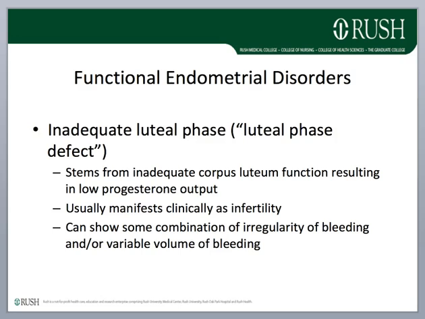A luteal out-of-phase event occurs when there is early luteal phase recruitment of a follicle that then matures precociously, resulting in high levels of circulating estradiol and associated increased menstrual volume. Thus, inadequate luteal phase may also cause women to experience some combination of irregularity of bleeding and a variable volume of bleeding.